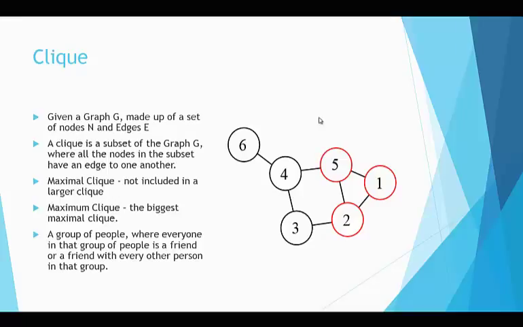A clique that would not be maximal would be, for example, just 1 and 2. It's not maximal because you can add 5 to make it an even bigger clique. Hence, the maximum clique is the biggest of all the maximal cliques in the graph. So 1, 5, and 2 is the maximum clique of this graph. A real-life example of a clique: a group of friends can be considered a clique because they're all friends with one another. A clique is a group of people where everyone in that group is a friend to every other person in that group. Very simple, very easy.